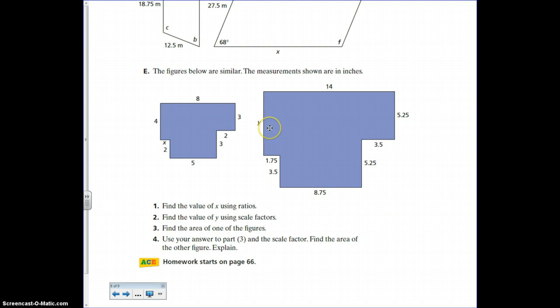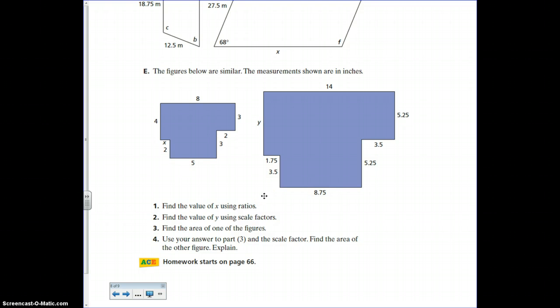3 says find the area of one of the figures. Then, with 4, use your answer to part 3 and the scale factor to find the area of the other. Remember how scale factor and area are related. That is your classwork for today.